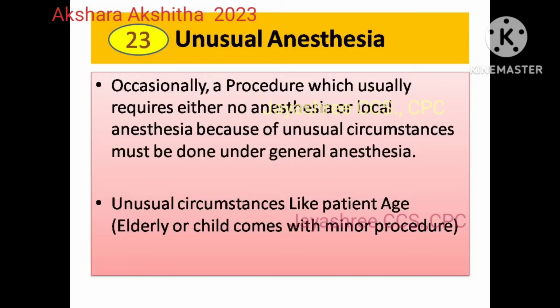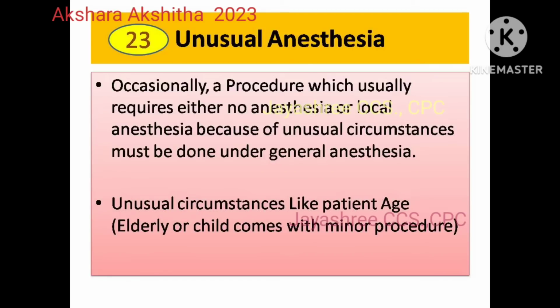For example, if the patient is elderly or a very young child, those patients cannot tolerate the pain even for a simple suture. So for those patients we give anesthesia, then we perform the procedure. Like this, the doctor has to mention some valuable reason for why the anesthesia was given. If we have the valuable reason, then we can append 23 modifier to the surgery codes.